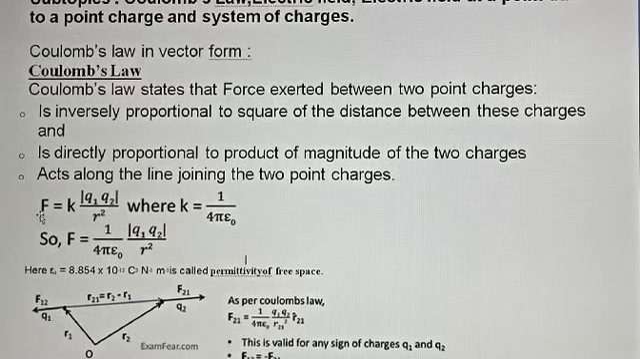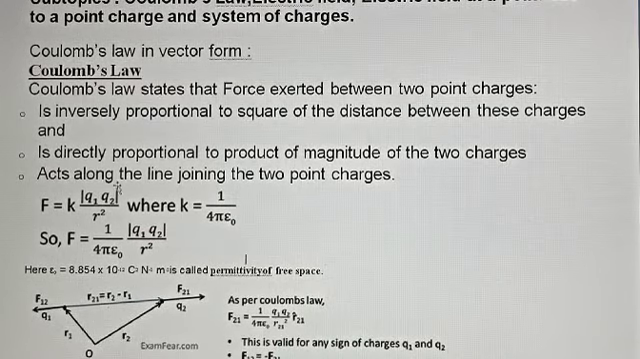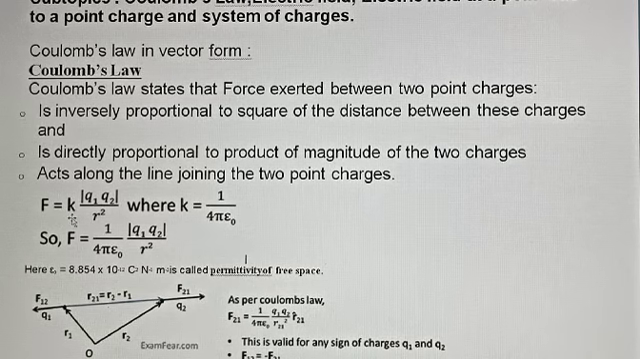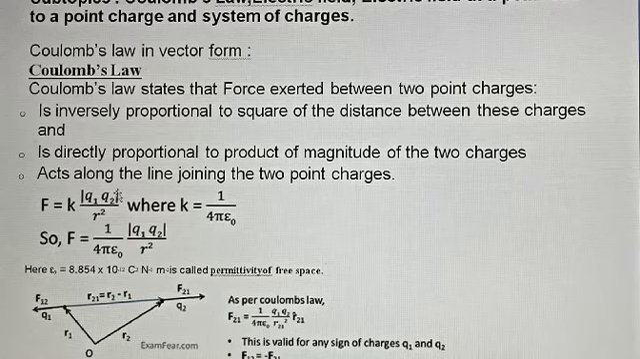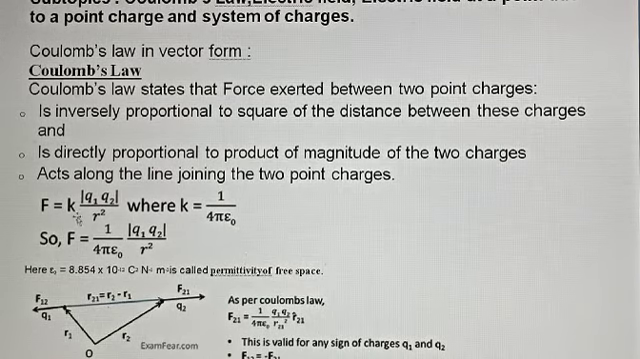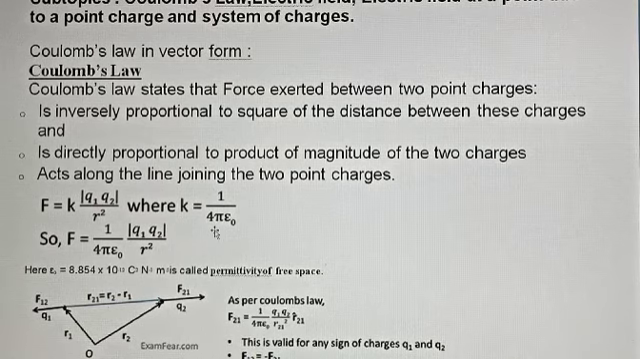So you can see the mathematical form of that law. F is equal to K Q1 Q2 by R square. So it says that F is proportional to Q1 into Q2, and F is proportional to 1 by R square. Here K is the constant of proportionality, where K is equal to 1 by 4 pi epsilon naught, where epsilon naught is the permittivity of free space.